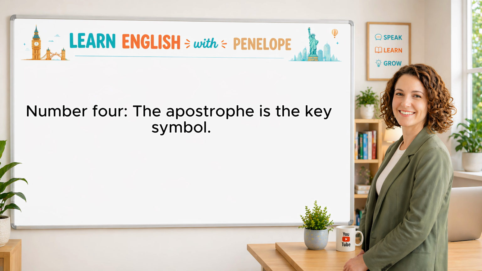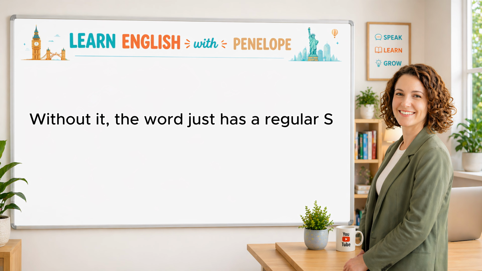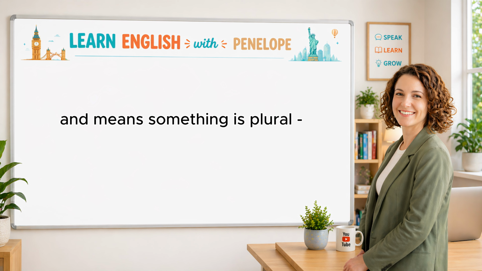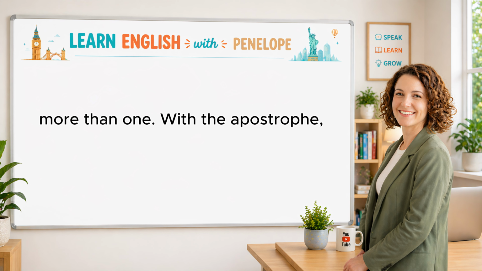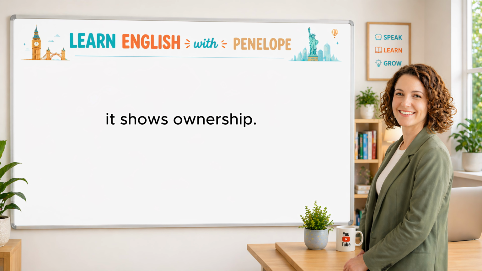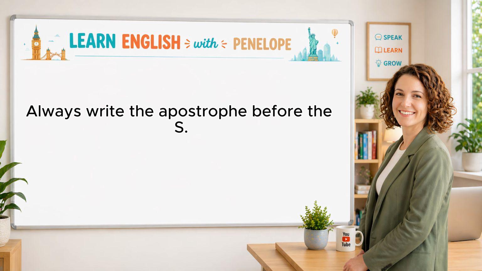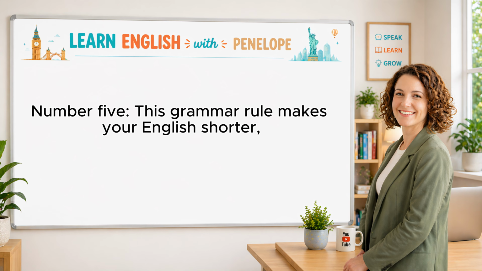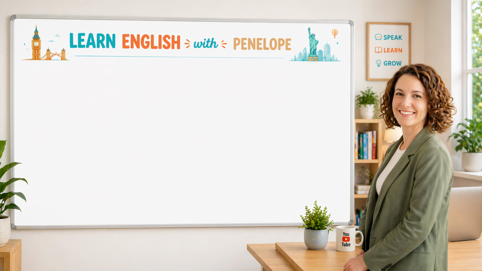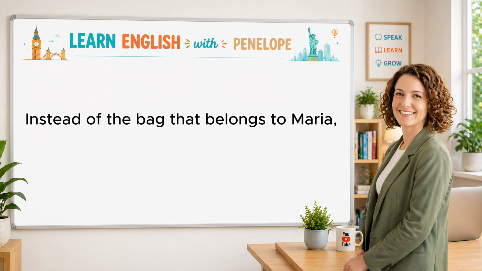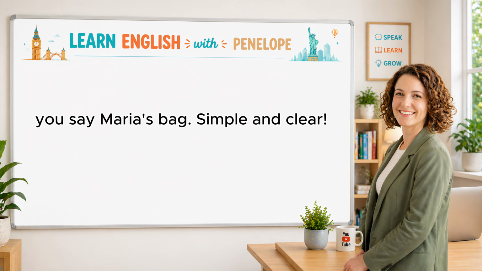Number 4, the apostrophe is the key symbol. Without it, the word just has a regular S and means something is plural, more than one. With the apostrophe, it shows ownership. Always write the apostrophe before the S. Number 5. This grammar rule makes your English shorter, cleaner, and more natural. Instead of the bag that belongs to Maria, you say Maria's bag.